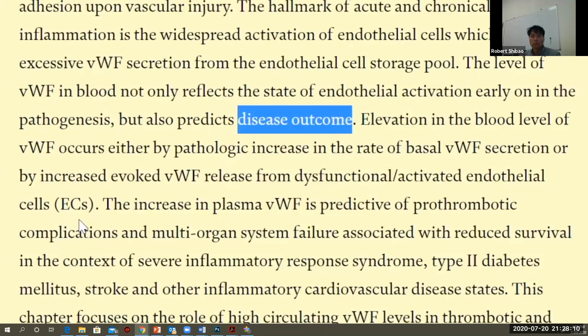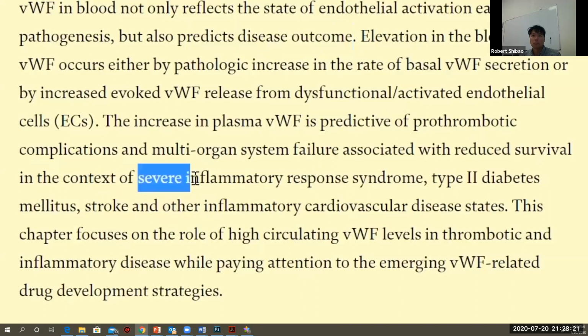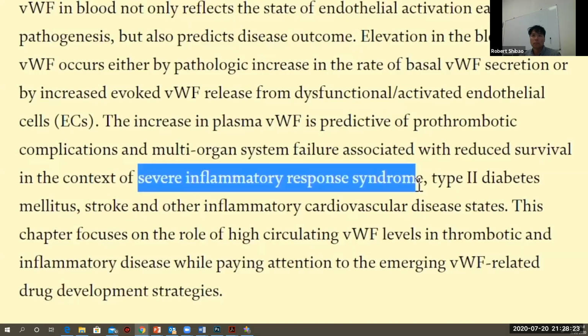The increase in plasma von Willebrand factor is predictive of prothrombotic complications and multi-organ system failure associated with reduced survival in the context of severe inflammatory response syndrome, type 2 diabetes mellitus, stroke, and other inflammatory cardiovascular disease states. This is exactly what we're seeing in COVID-19. This chapter focuses on the role of high circulating von Willebrand factor in thrombotic and inflammatory disease, while paying attention to the emerging von Willebrand factor related drug development strategies.